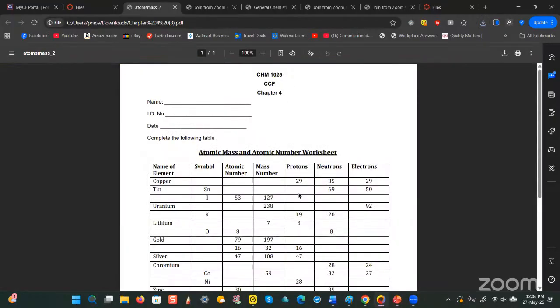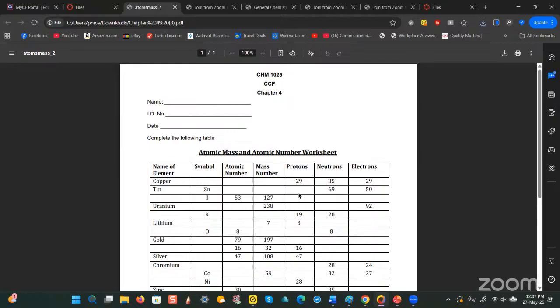There are some definitions that you need to recall in order to complete this table. The first one is the atomic number. The atomic number, by definition, is the number of protons in an atom, and each element has its own unique atomic number. If you go to the periodic table, you see that, for example, sulfur has an atomic number of 16. Therefore, you can conclude that sulfur has 16 protons in its nucleus.